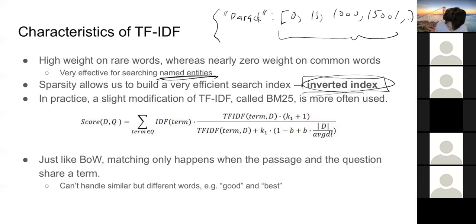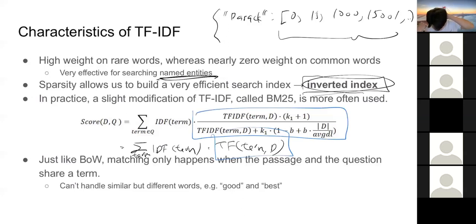So basically, if you were to compute this score with a similar equation to vanilla TF-IDF, the IDF will be the same here. But what you multiply is instead TF of term and D. So basically, what BM25 does is replace this TF part with this. And how does this differ from the vanilla TF? Well, if you look at the TF-IDF times K1 plus 1, TF-IDF is also just TF times IDF, right?